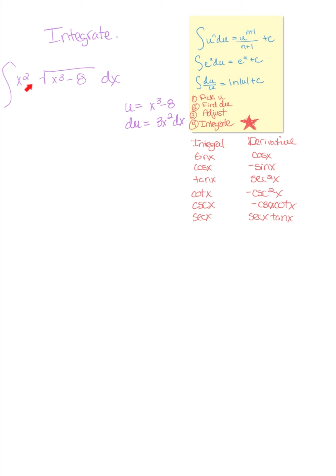Okay, so then I look here in my problem. Well, I don't have 3x squared. I have an x squared, dx. So what I'm going to do is I'm going to multiply by 3 over 3. That's equivalent to multiplying by 1, so I haven't changed the value of the integrand at all. And what this ends up looking like is multiplying by 3 and dividing by a third. And now we have our perfect du.